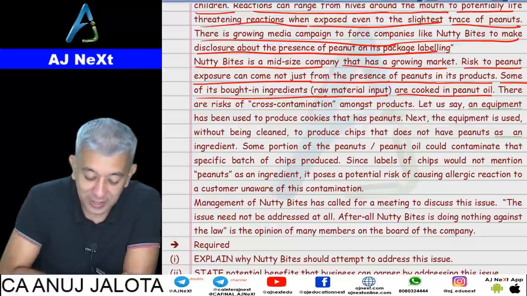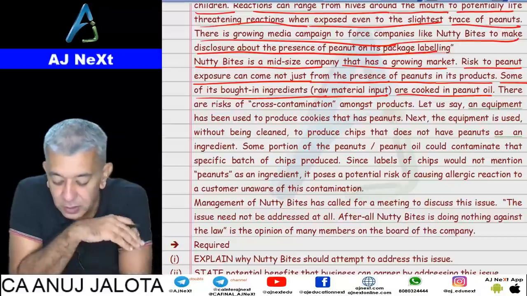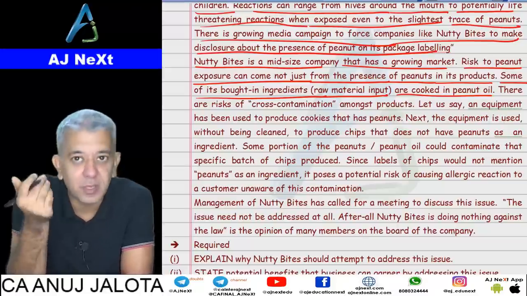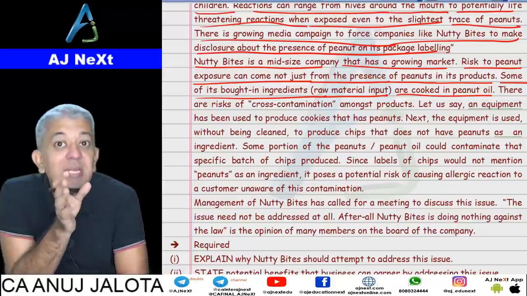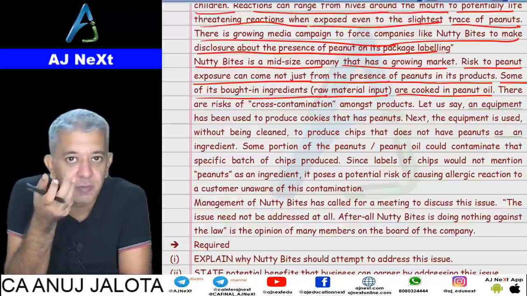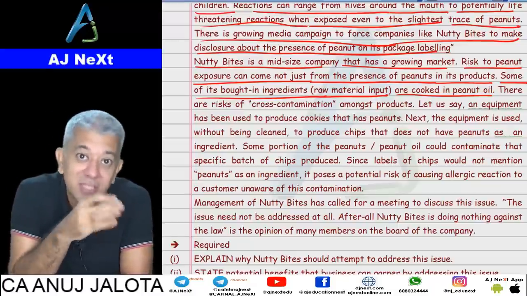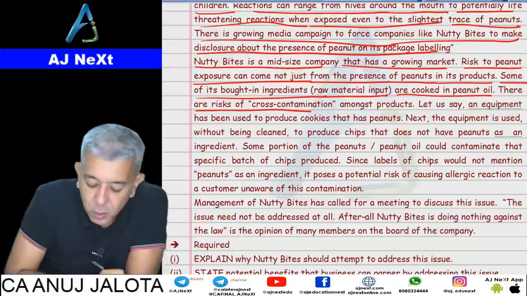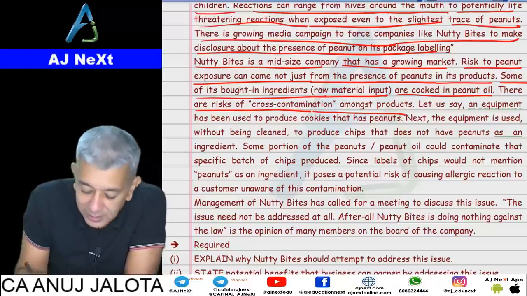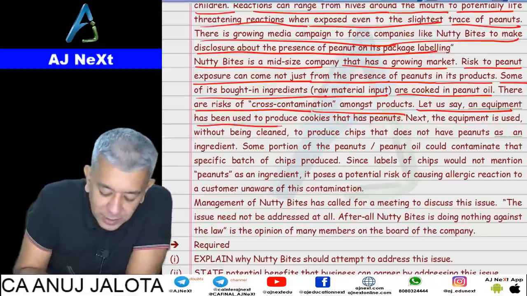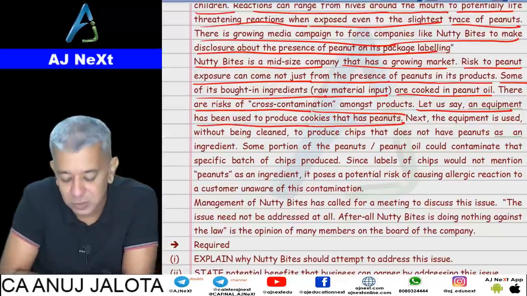So what they are saying is that the risk of peanut and peanut oil can not only come from us using the peanut or peanut oil, but if there is any material that we purchase from somebody else, that person might be using it. So technically we are not using it, but we are using the product of somebody which has peanut oil. Therefore, we should disclose. There are risks of cross-contamination among the products. They are giving an example. What do you mean by cross-contamination? Let us say that an equipment has been used to produce cookies that has peanuts.